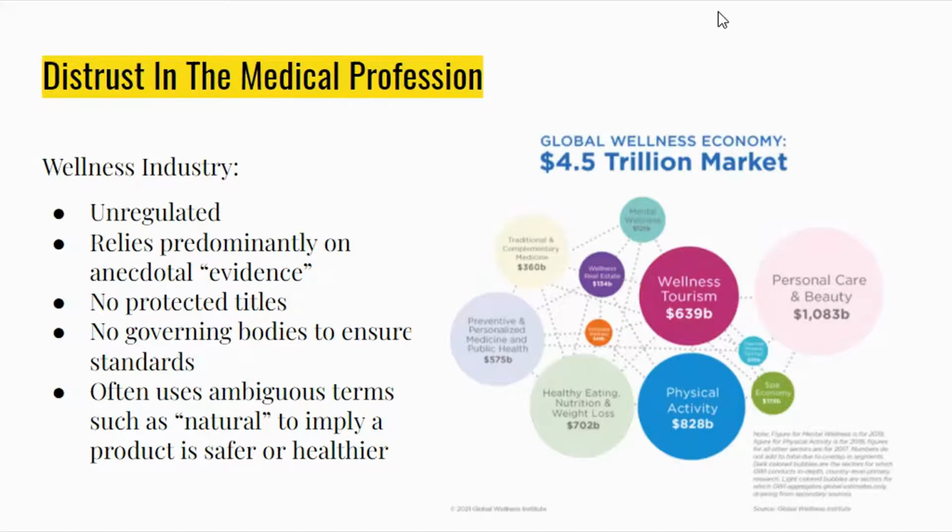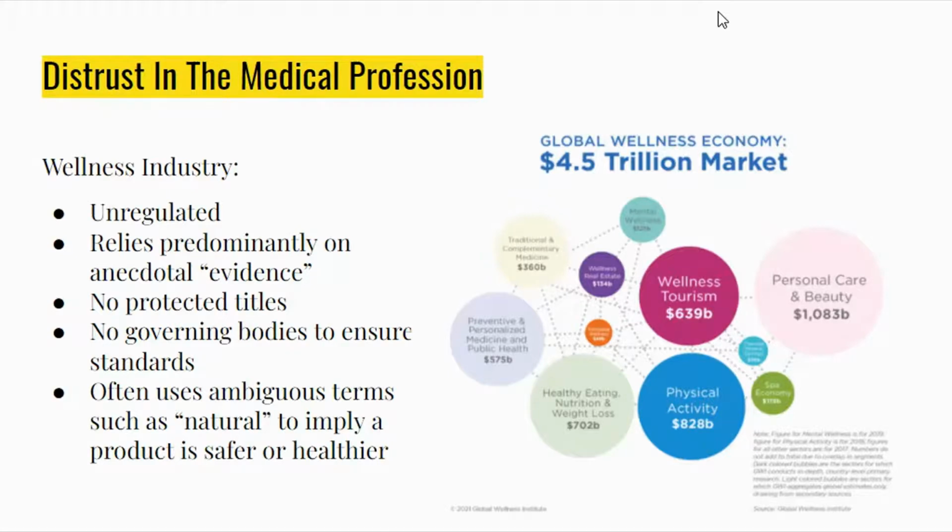And again, governing bodies. If there's no governing body to ensure standards, then it's a sure sign that there's no accountability. There are no repercussions if people don't adhere to their standards. So again, if there's no governing body for that particular treatment, for that particular title, then definitely be suspicious about it.